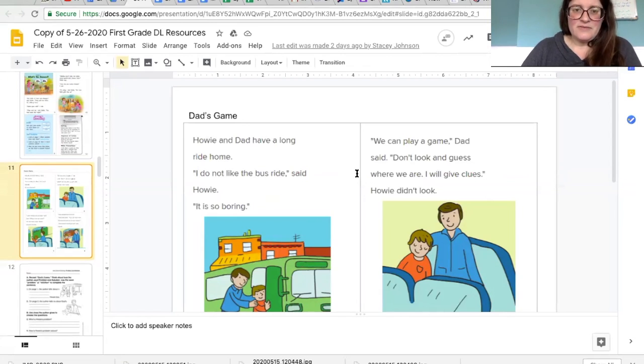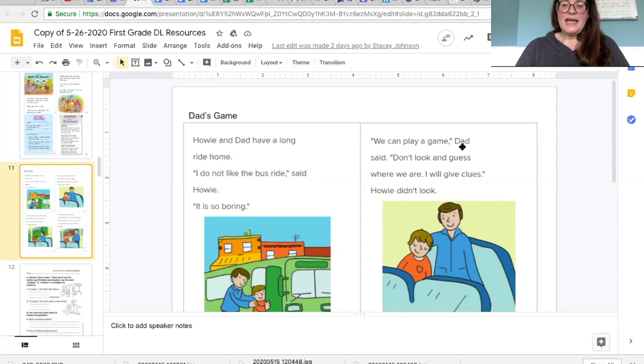Okay, so we have a story this week called Dad's Game. And the beginning of the story goes like this. Howie and Dad have a long ride home. I do not like the bus ride, said Howie. It is so boring. Okay, so that's the beginning. What's happening? Well, they have to go home and they're on a bus. And the problem is it's so boring. So let's see if Dad comes up with a solution to that problem.